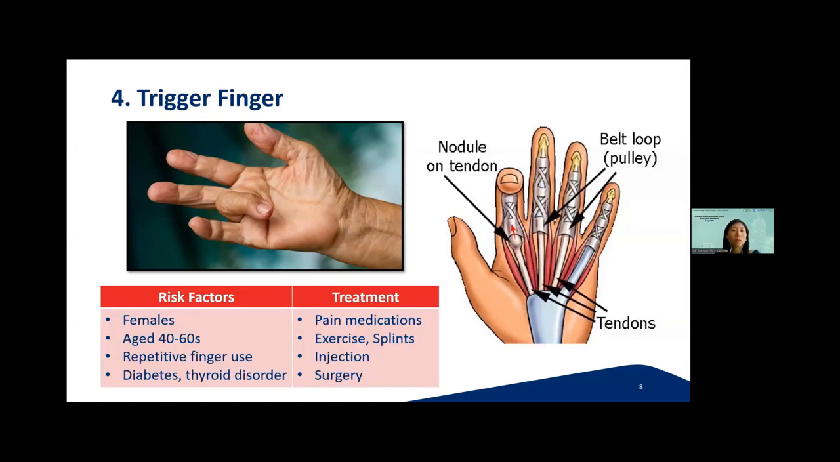Certain medical conditions like thyroid disorders, diabetes, or jobs requiring repetitive hand use can make one at risk of trigger finger. Initially, this condition can be treated with finger splints and joint exercises. But if it doesn't get better, injections and even surgery to release the thickened loop can be performed.